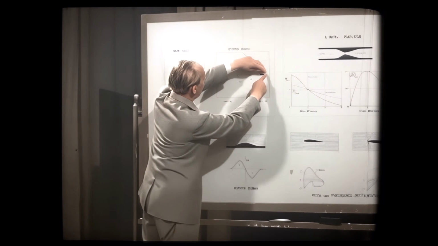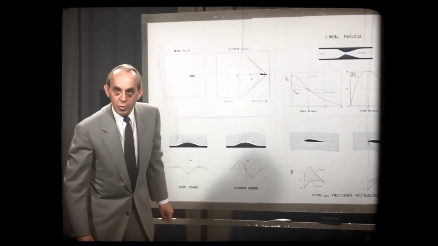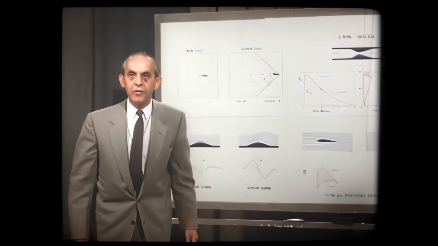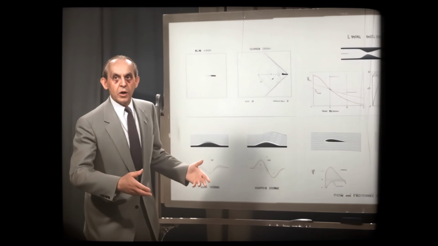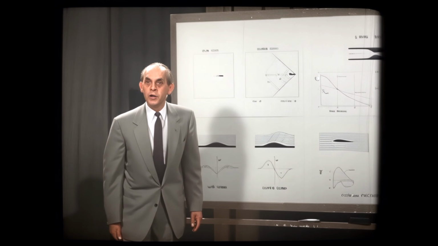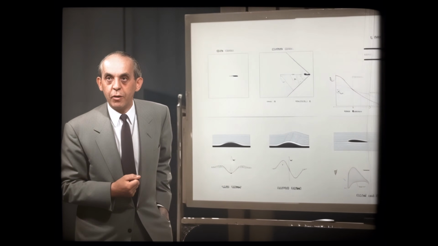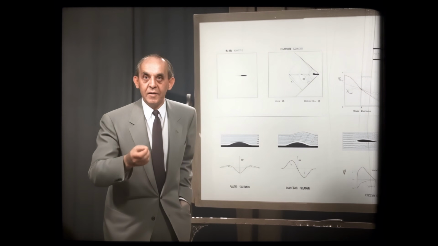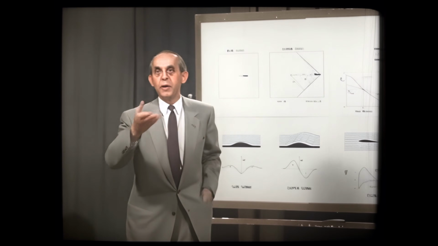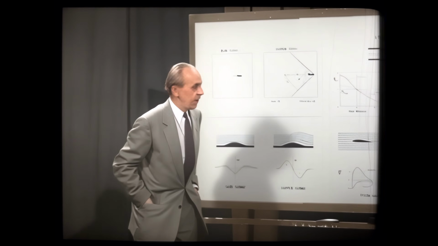Now we call this cone the Mach cone, and we call the ratio of the speed of the aircraft with respect to the speed of sound the Mach number. So that if somebody flies, for instance, with a Mach number of 2, that means that he flies 2 times the speed of sound. That would be roughly 1,500 miles per hour.